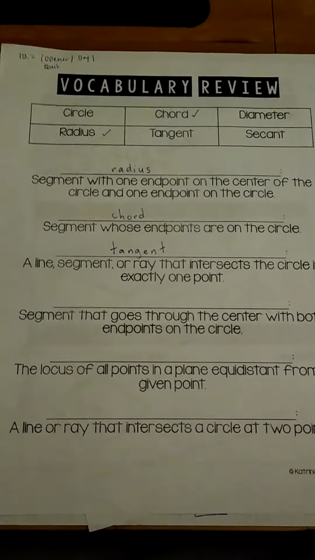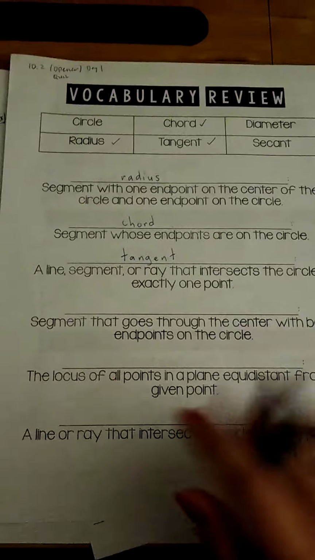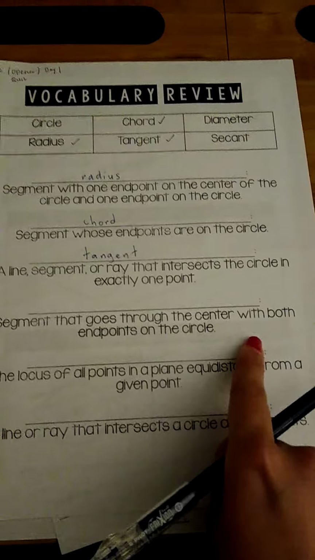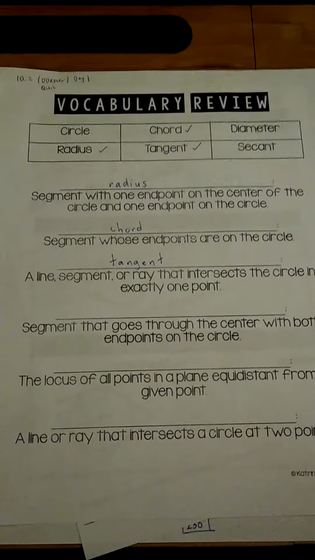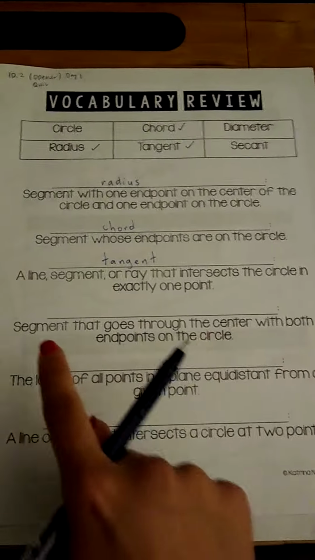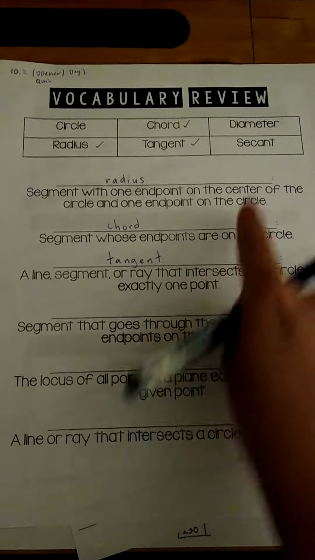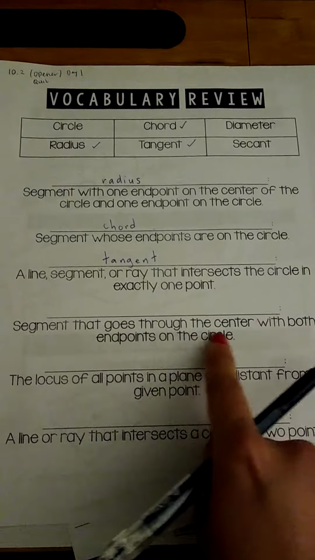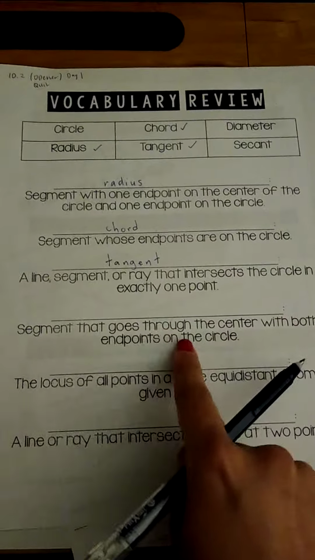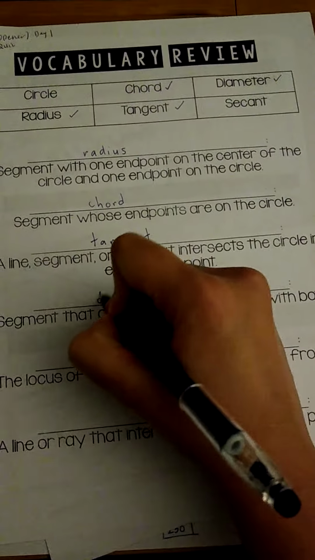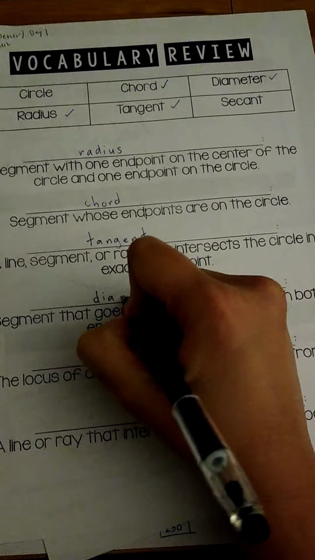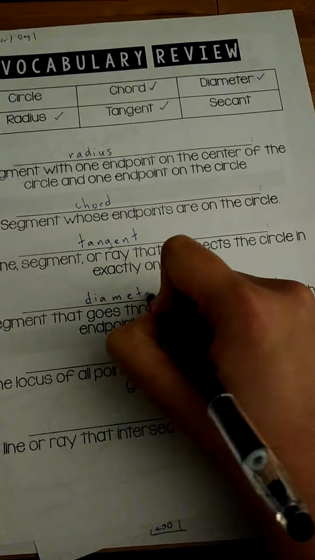Okay, now we are on our fourth one. So it's a segment. Let me put this check right here. On our fourth one, it's a segment that goes through the center with both endpoints on the circle. That is the diameter, right? Because the diameter is a segment that goes through the center with both endpoints on the circle. Okay. We have two more.